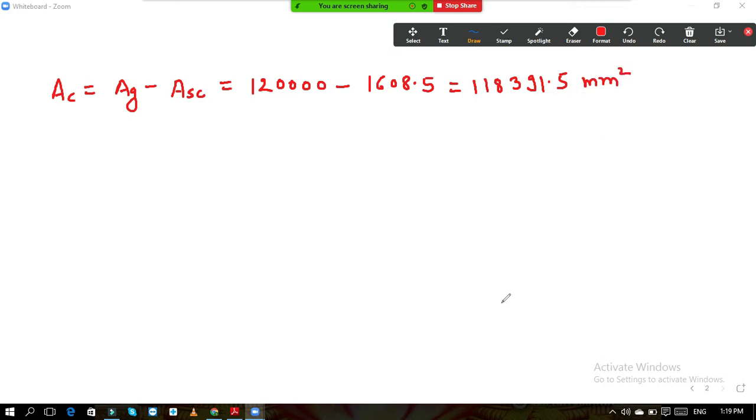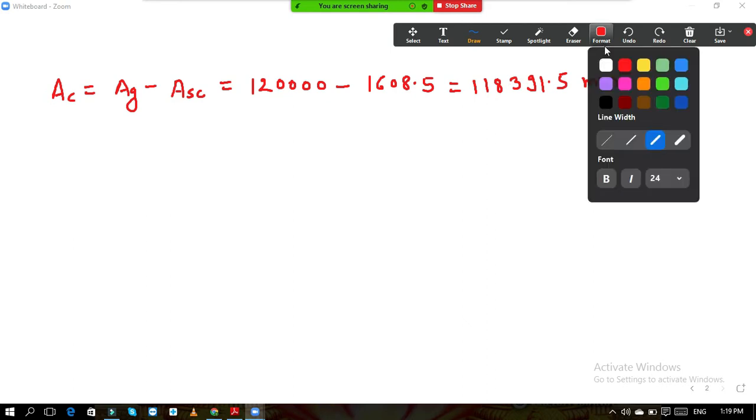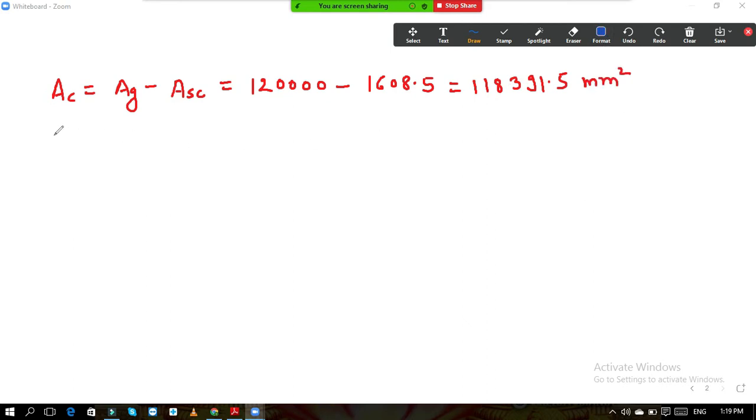Now we are going to find out the effective length of the column first. What is the effective length of the column? To calculate the effective length of the column, we will use the clause in the IS code, which is given on page number 94. So go to the IS code and open page number 94, table number 28.